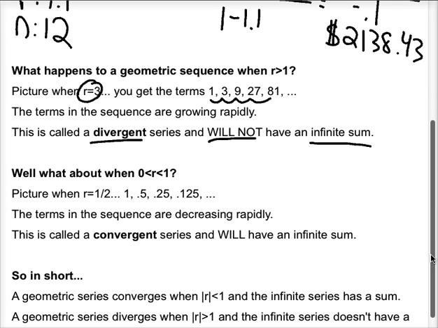However, let's say now you have a rate of 1/2. So every time you are dividing by 2. Now this sequence is decreasing rapidly. And decreasing rapidly, that means it actually converges. What converges means is the infinite series will actually have a sum.